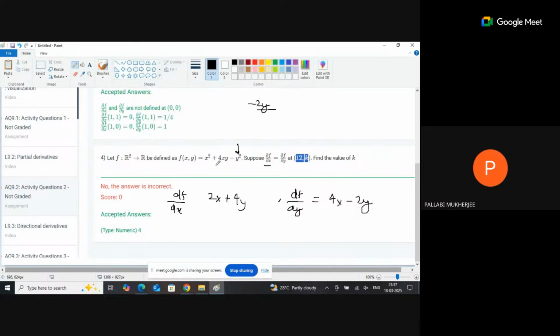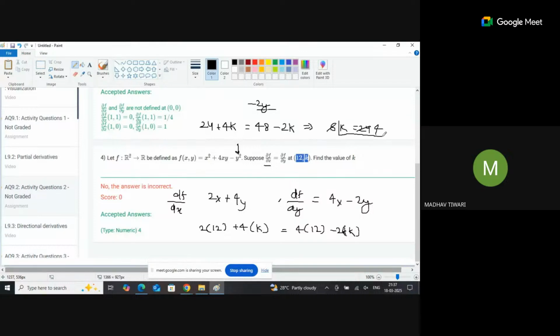So now if I put 12 comma k, these two are equal. With x value as 12, it will be 2 times 12 plus 4 times k is equal to 4 times 12 minus 2 times k. If I solve this, it will be 24 plus 4k is equal to 48 minus 2k. So from here I got 6k equals 24 and the k value is 4.